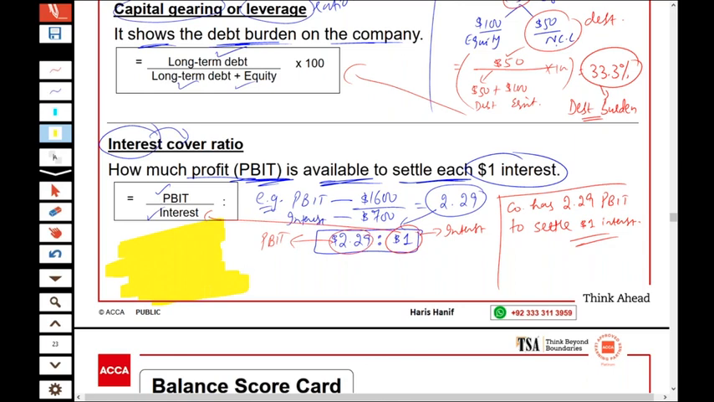And you know what? It's not a universal law, but generally a 3:1 ratio is preferred. That is the interest cover ratio: can you cover your interest from the available profit? That is the main theme behind this interest cover ratio.